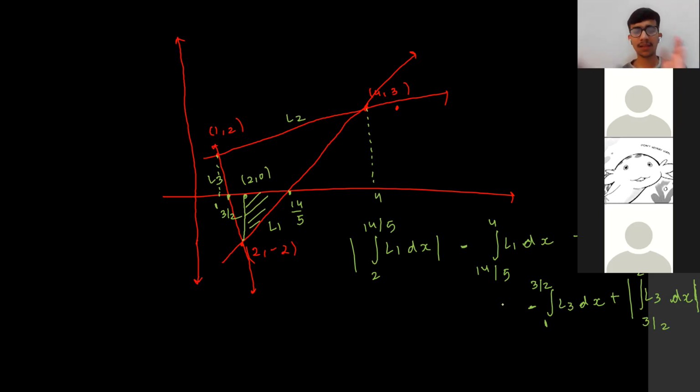So it's super easy. You just have to figure out which area we have to include, and which area we are counting twice. So you have to subtract one of the areas from that. That's all. And let me know if you still have doubt.